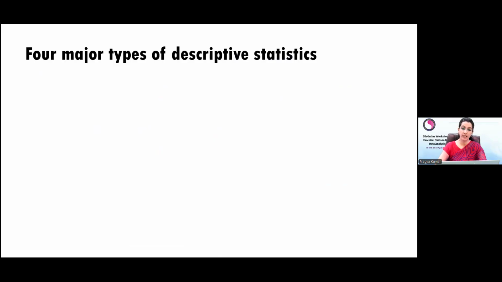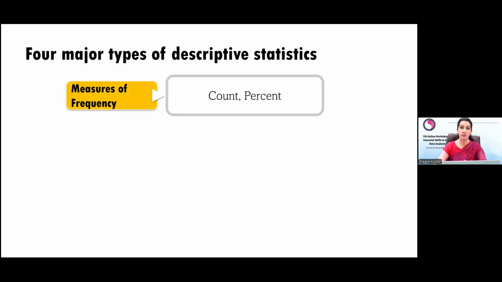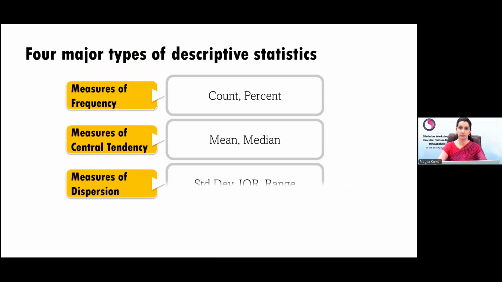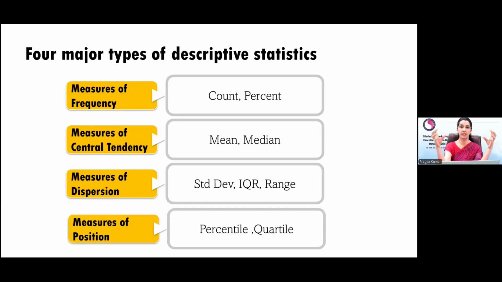So there are 4 major types of descriptive statistics, like we have discussed. The first one is the measurement of frequency, like counts and percentage. The second is the central tendency. Frequency is measured when the nature of your variable is categorical. When the nature of your variable is continuous, then you measure the central tendency, meaning you see the mean and median. And if the data is continuous, you measure the dispersion also. Dispersion means you measure the standard deviation, the range of the data like highest and lowest, and also the interquartile range, meaning the spread of the data.